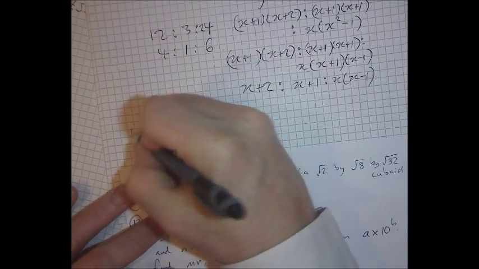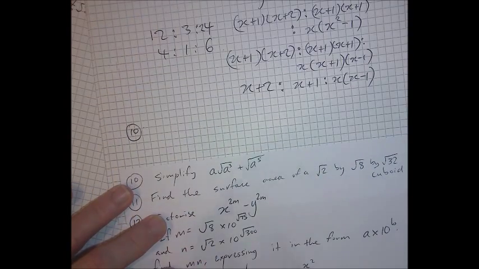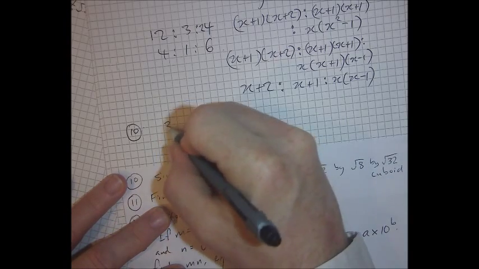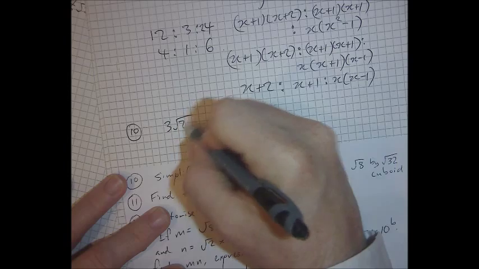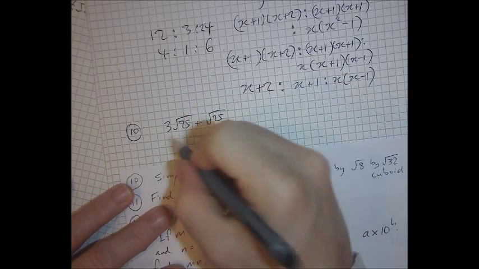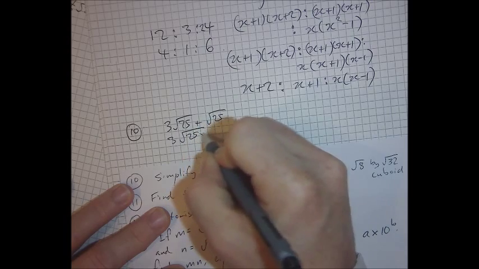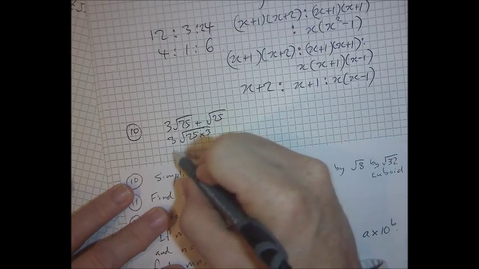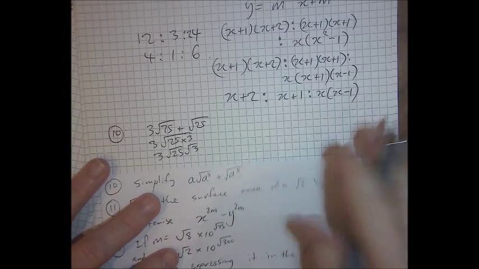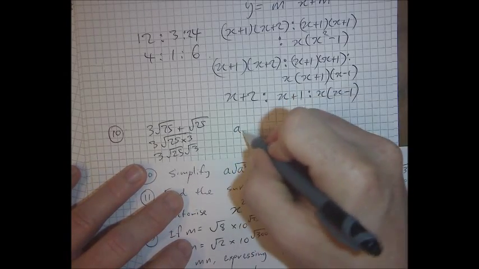Question number 10. Okay, so normally when I work with surds, I try to split stuff up so that I can write a square root symbol separately. So let's try that. So I'm going to split stuff up.